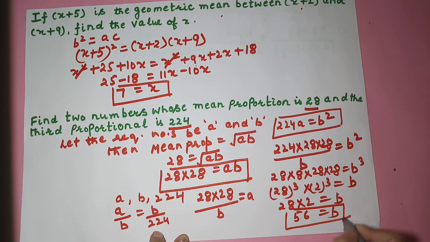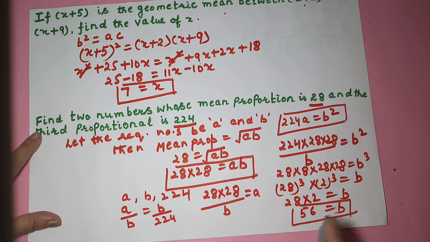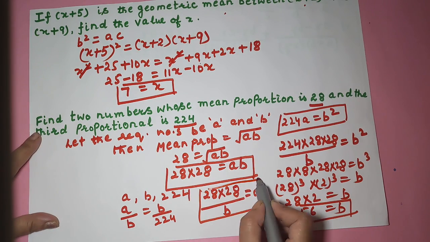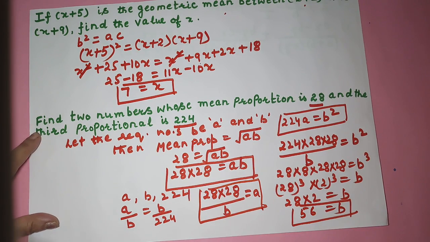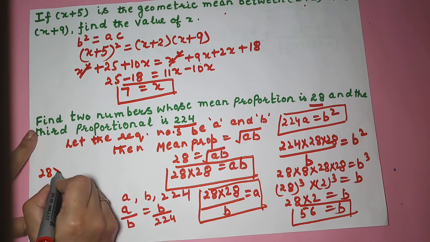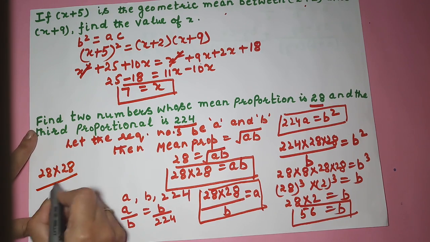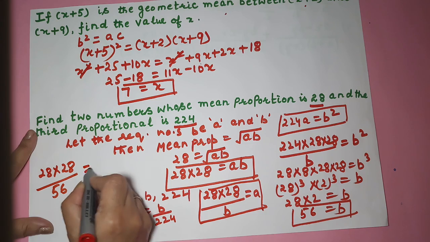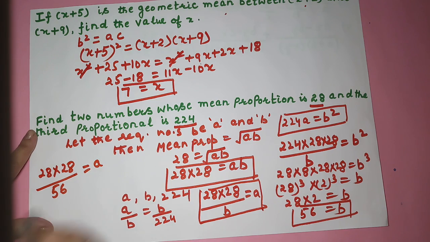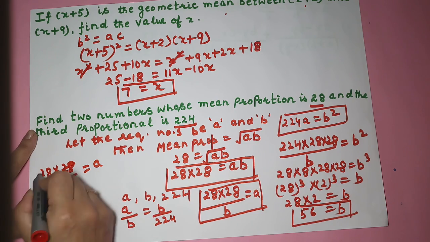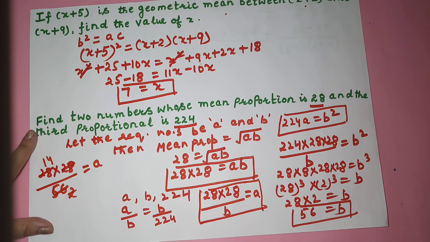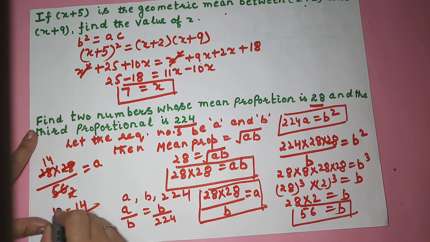So, 56 is my b. I found the value of b. Now, I need to find the value of a. How will I find the value of a? I'll go back to this equation and substitute the value of b. So, I have 28 into 28 divided by 56 is equal to a. 28 twos are 56, so 28 divided by 2 is 14, and 14 into 28 is 392? Fine. So what is my a now? 14. So I have got the value of a and b.